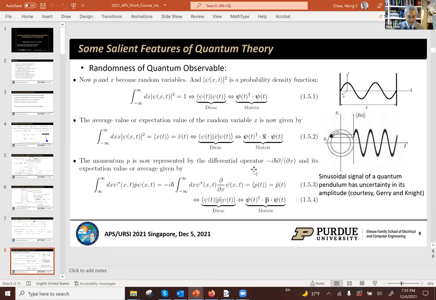So in addition to having the average of an X operator, you can also have the momentum operator, which now becomes a differential operator in the quantum world, in the Schrodinger equation. You can define an average of this momentum operator in a similar manner as we did before, which is taking two of these functions and sandwiching the operator in between. If you were to write this in Dirac's notation, it will look something like this. And if you were to write this in matrix notation, it will look something like this. What is very important is that both P and X become random variables, and their randomness is described by these wave functions over here. And the average values of those observables, physicists like to call them observables, are given by this equation or this equation over here, depending on which observable you're looking at.